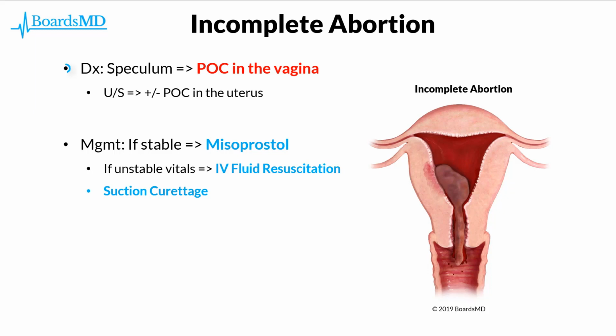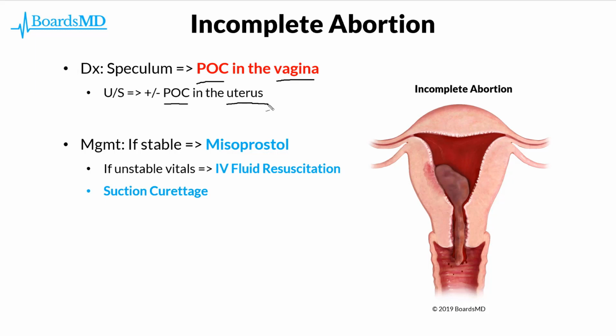Consistent with this, on speculum exam, these patients will have products of conception in the vaginal canal. Additionally, on ultrasound, because there may still be some remaining products of conception within the endometrial cavity, these patients may or may not have products of conception on ultrasound still present in the uterus.